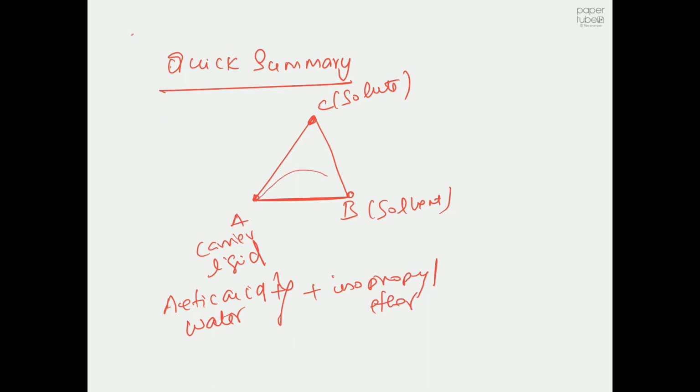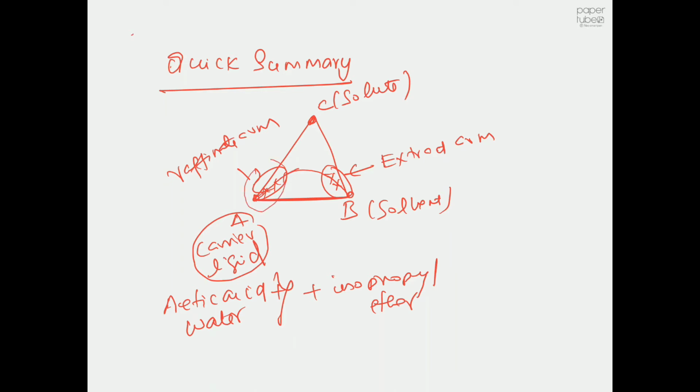Then we got some graph like this, and I said this side is your extract arm, and this one is your raffinate arm. If you don't know which one is your extract arm and which one is your raffinate arm, you see A is your carrier liquid, so the data points closer to the carrier liquid must be your raffinate arm, and the points closer to your solvent side should be the extract arm. So take this as a small tip.